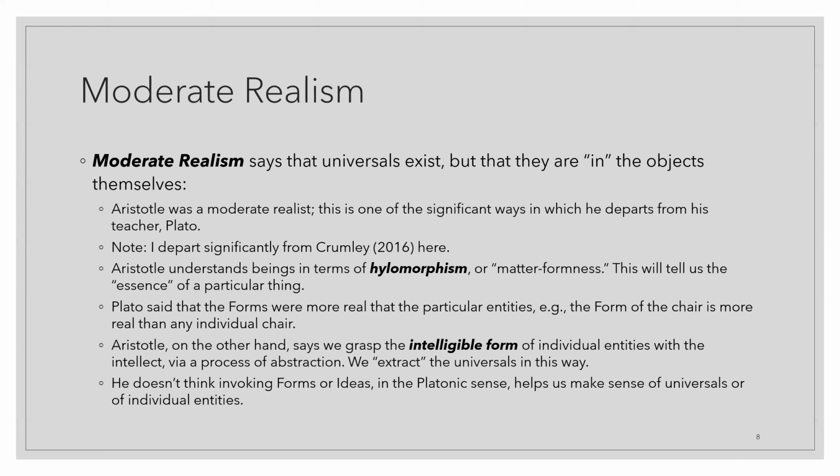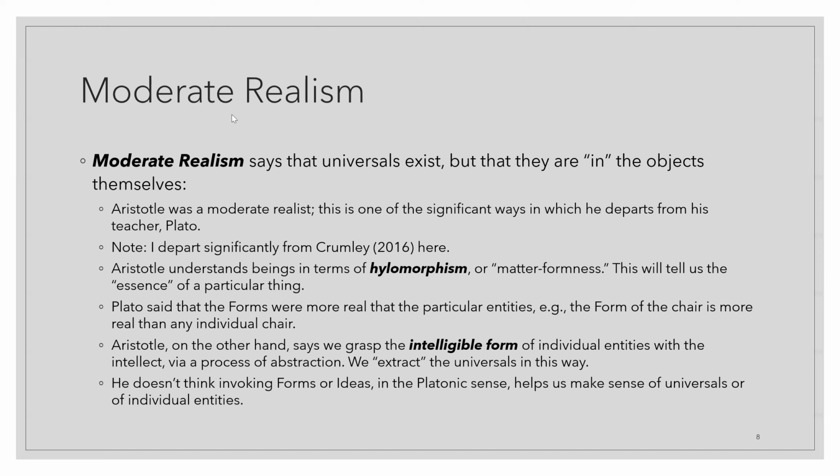This next bit, I depart quite a bit from Crumley, and that's moderate realism. I talked about this a little bit last time, but not very much. Moderate realism says that universals exist, but they're not separate from the objects that instantiate them. They're in the objects themselves.